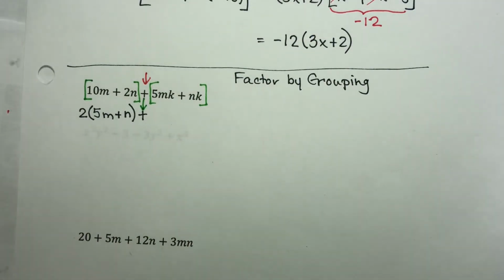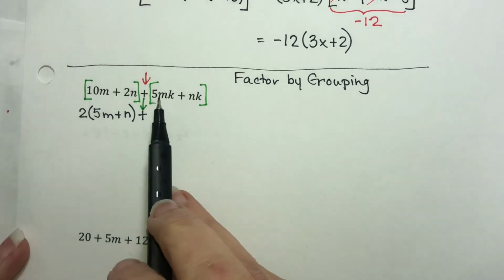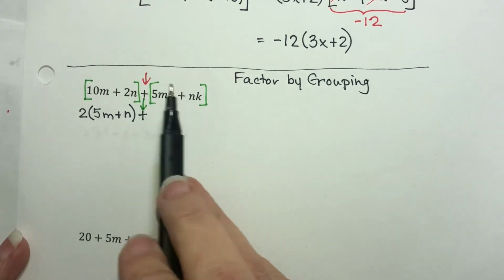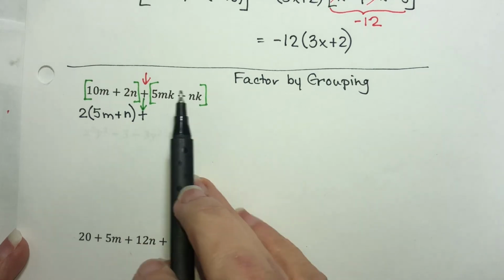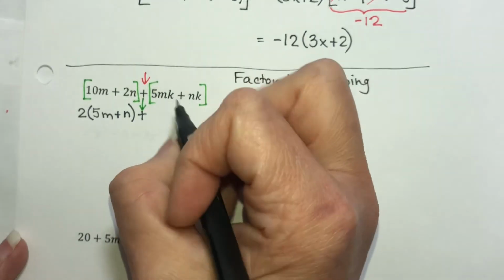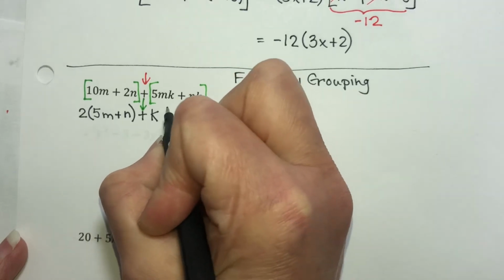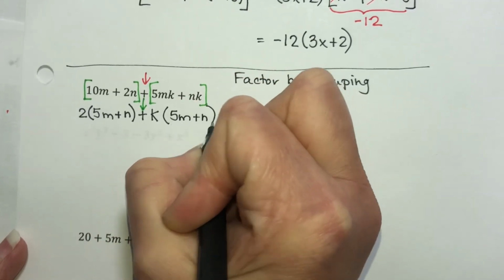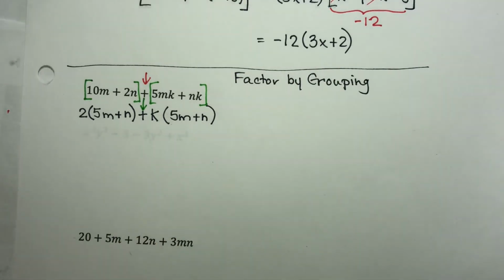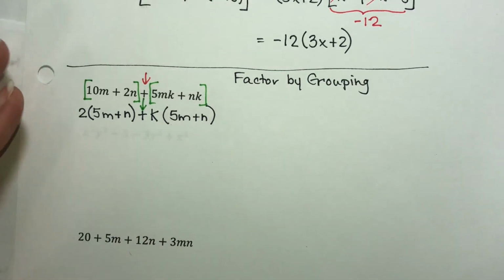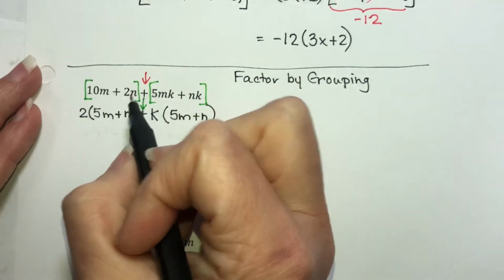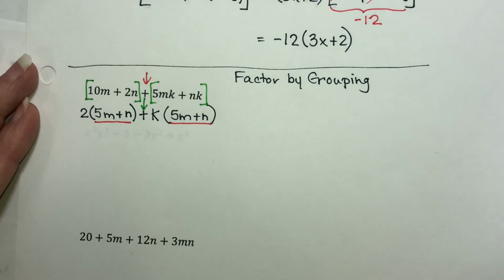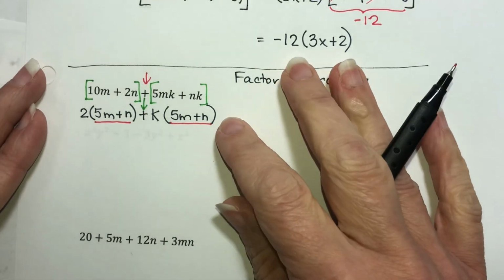Okay? Now look here. What do I have in common? That's a 1, that's a 5, so there's no number part. There's no m here, but there's a k in both of them. So I can factor out a k, and that leaves me with 5m plus n. Okay, now if factoring by grouping is going to work, you should end up with the same thing here and here. Okay, and we do.